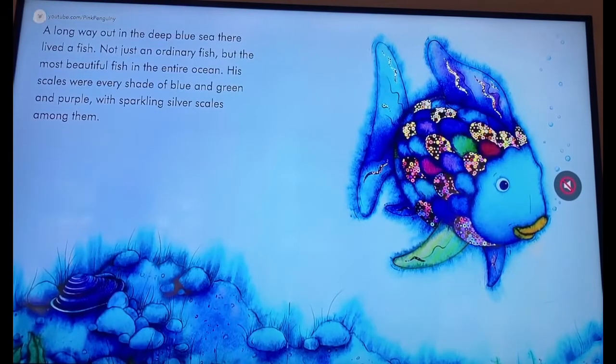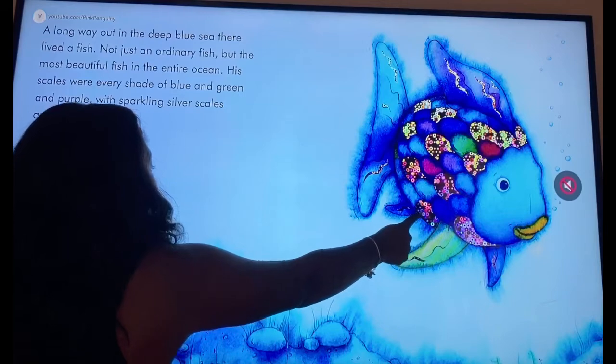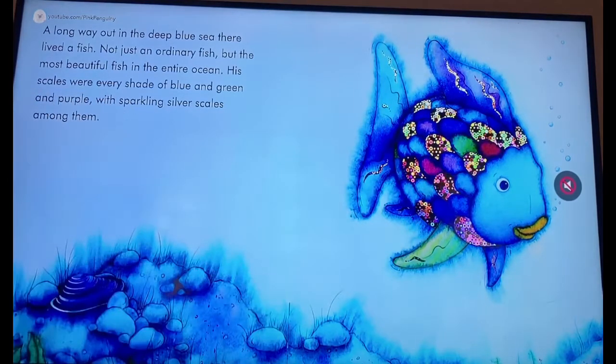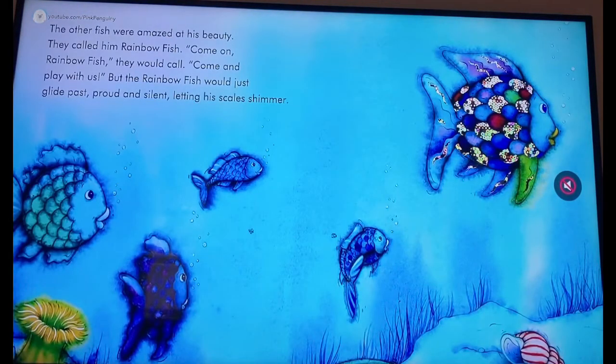The Rainbow Fish. A long way out in the deep blue sea, there lived a fish. Not just any ordinary fish, but the most beautiful fish in the entire ocean. His scales were every shade of blue and green and purple with sparkling silver scales among them. Wow, look at those sparkles. The other fish were amazed at his beauty. They called him Rainbow Fish. "Come on, Rainbow Fish," they would call. "Come and play with us." But the Rainbow Fish would just glide past, proud and silent, letting his scales shimmer.